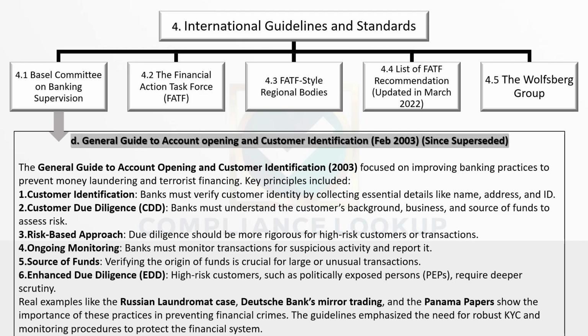Conclusion. The General Guide to Account Opening and Customer Identification (2003) laid the foundation for current banking regulations regarding KYC, CDD, and AML/CFT practices. It emphasized the need for robust identification and verification procedures, including understanding the source of funds and monitoring customer activity. Real-world examples like the Russian Laundromat, Deutsche Bank's mirror trading, and the Panama Papers illustrate how failing to implement these principles can result in severe financial crimes and regulatory penalties. These guidelines continue to shape modern banking practices and help institutions protect themselves against financial crimes.